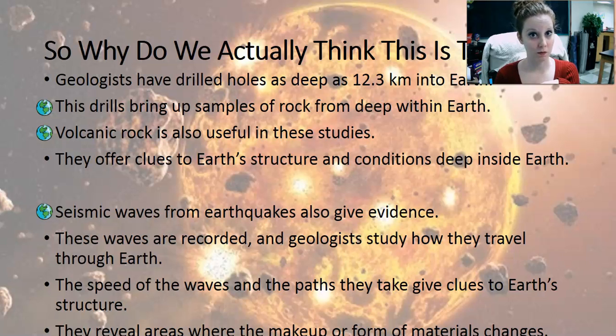Volcanoes. Where does the lava come from that a volcano spits out? Inside the Earth as magma. So when magma goes through the volcano onto the surface and becomes lava, any of the rock that is jettisoned from it is actually coming from within Earth. It's coming from within the mantle. So it even went through the crust and actually got into the mantle area. And that tells us some really cool information about the inner workings of our planet. So they're also useful in these studies of trying to figure out what's ticking inside of our planet. And they also, again, give us clues to Earth's structure and conditions deep inside our planet.